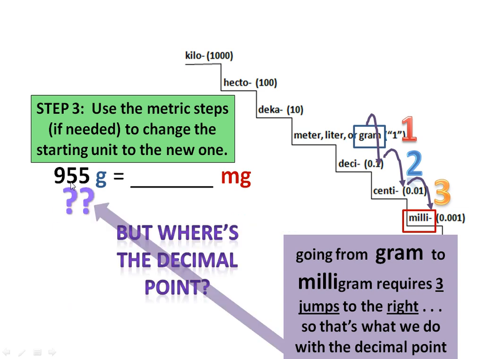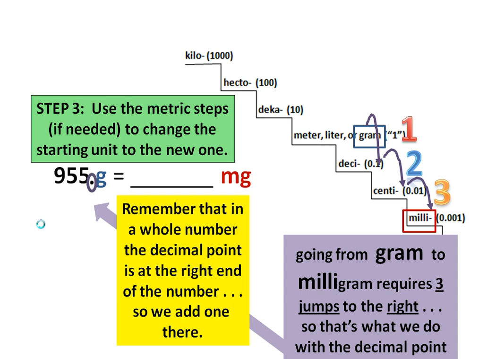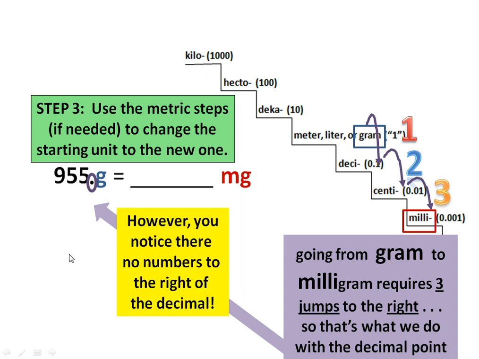But if we look at our problem, we do not see a decimal point in the number 955. But remember, in any whole number, we usually don't write a decimal point in, but if we had to, the decimal point would be at the far right side of the number. So we're going to add one there so that we have a decimal point to jump. And in this problem, we're jumping it 3 to the right.